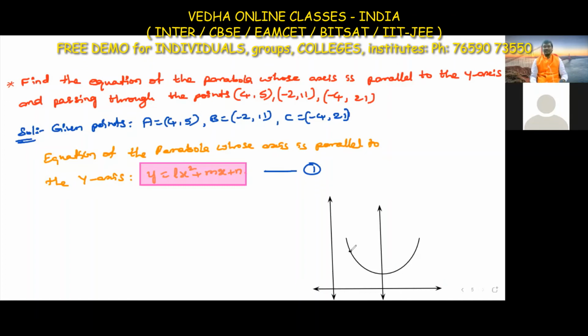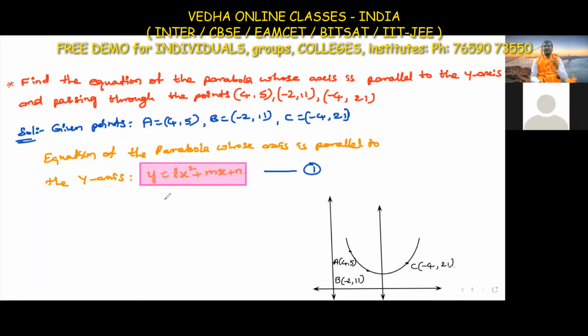What are the points on the parabola here? We have the A point, that is (4, 5), and we have the point B, that is (-2, 11), and one more point C, that is (-4, 21). Okay, so these are the given points, and after that, the equation of the parabola.